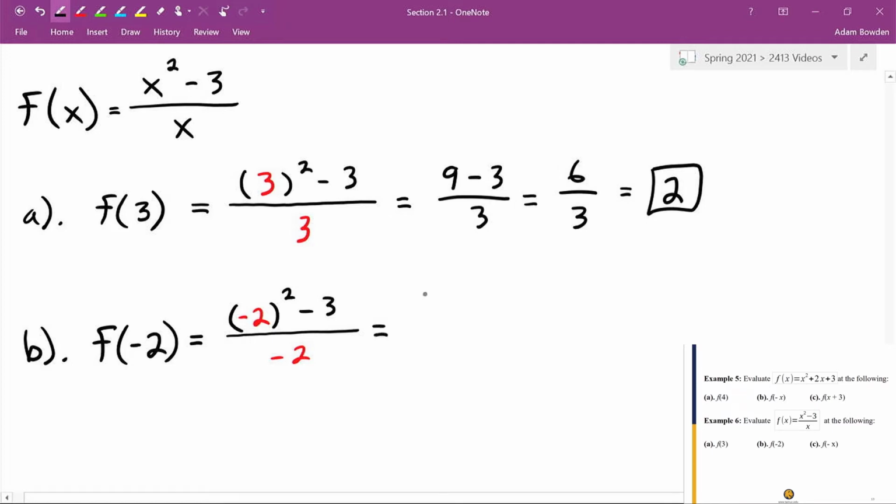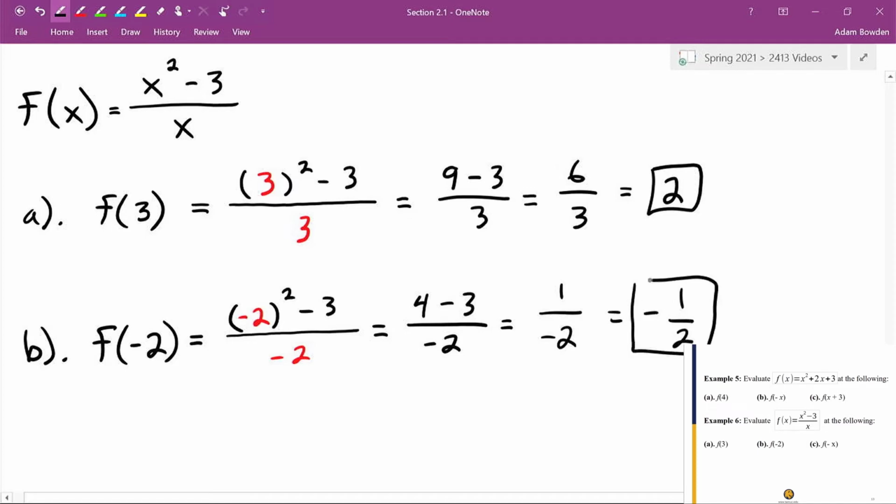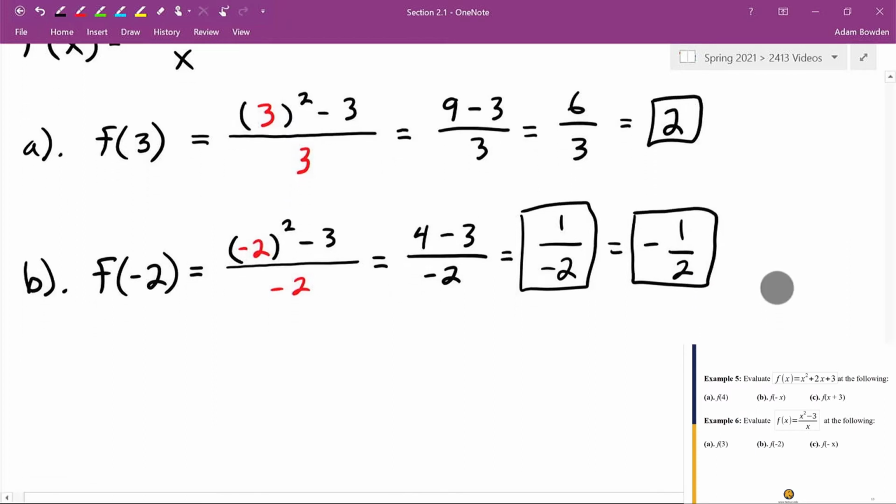Now negative 2 squared is positive 4, so 4 minus 3 divided by negative 2 would be 1 divided by negative 2, or that could also be negative 1 over 2. Either one of these are the same. So that's what f of negative 2 is equal to.